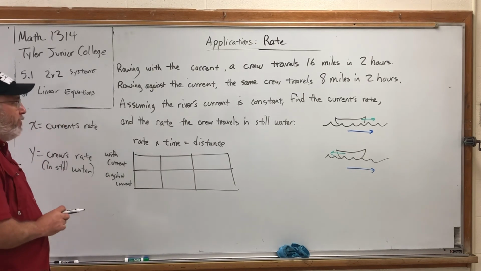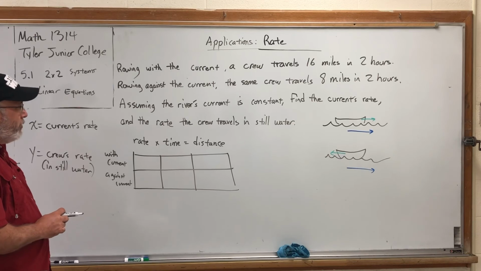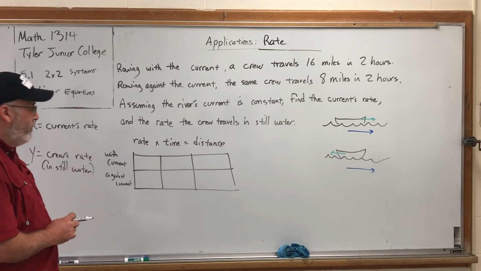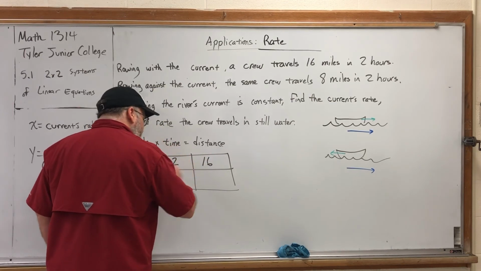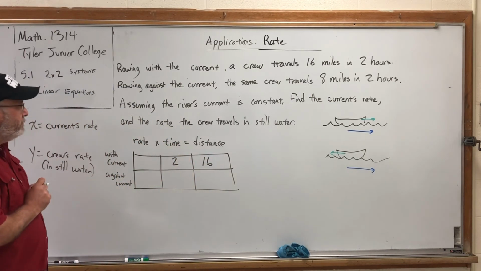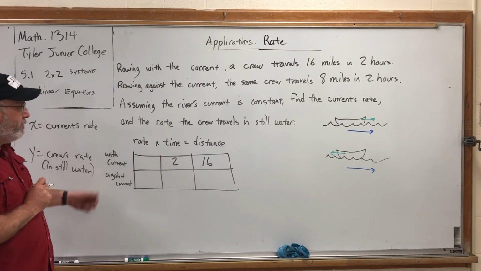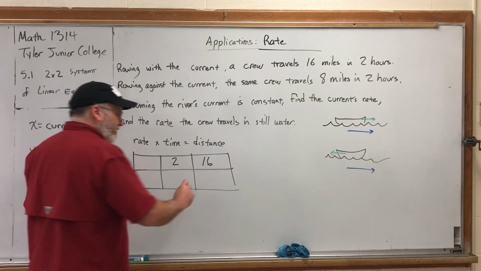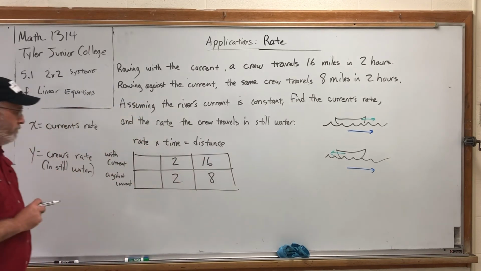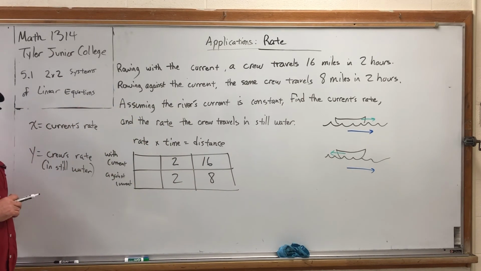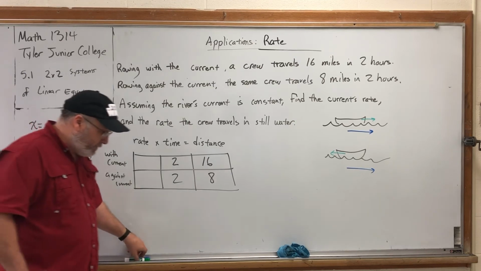So let's analyze what we're given. With the current, a crew travels 16 miles in 2 hours. 16 miles is a distance, 2 hours is a time. Against the current, the same crew travels 8 miles, that's a distance, in 2 hours. The only thing missing from both of these are the rates. But our variables kind of represent rates. But what do we put to represent going with the current and against the current?